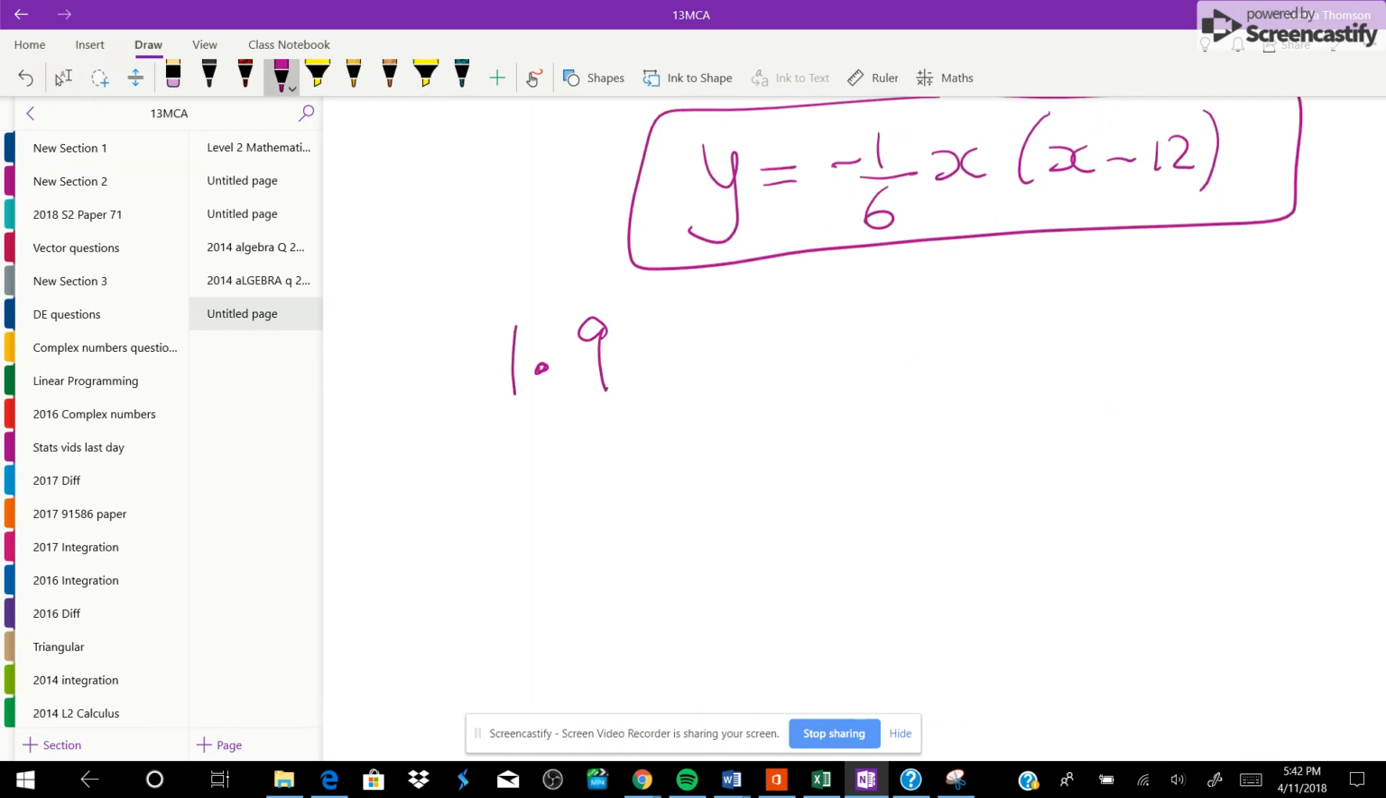So putting that into maths terms, what we're doing is we're solving the following equation. We want to figure out where the height is 1.9. So we've got 1.9 is equal to negative 1/6. I'm going to expand at this point and do this. So negative 1/6 x squared plus 2x. So 0 is equal to this.